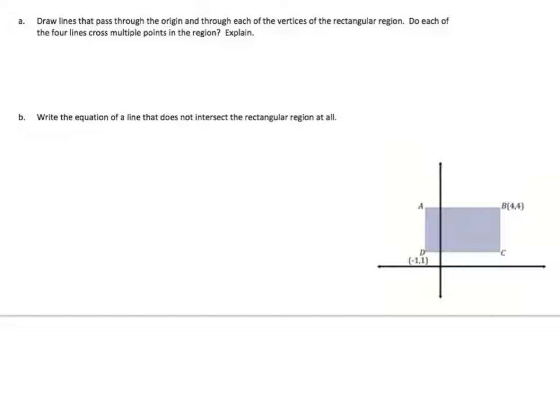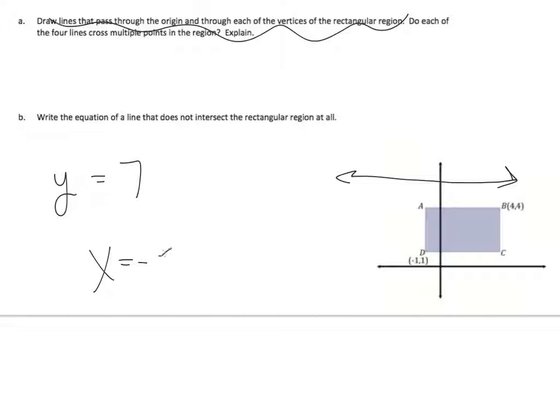Alright, we already answered part A. Write the equation of a line that does not intersect the rectangular region at all. We could all write equations of different lines. I'm going to write this one. That is a line y equals, I don't know, that could be 7. X equals -2. That would be over here somewhere, etc. We can all do that, right?